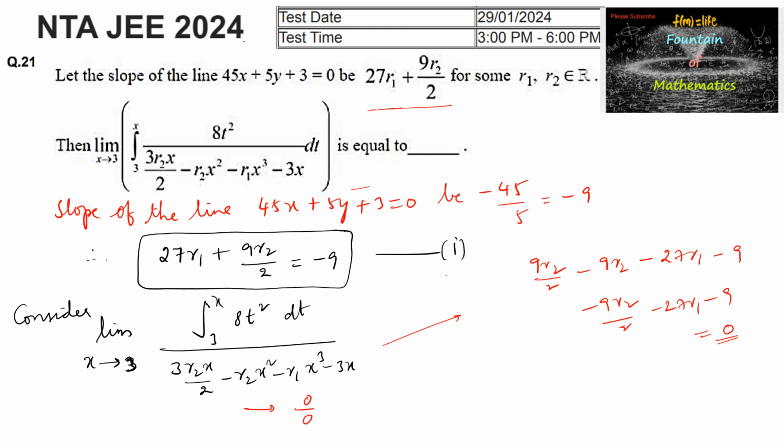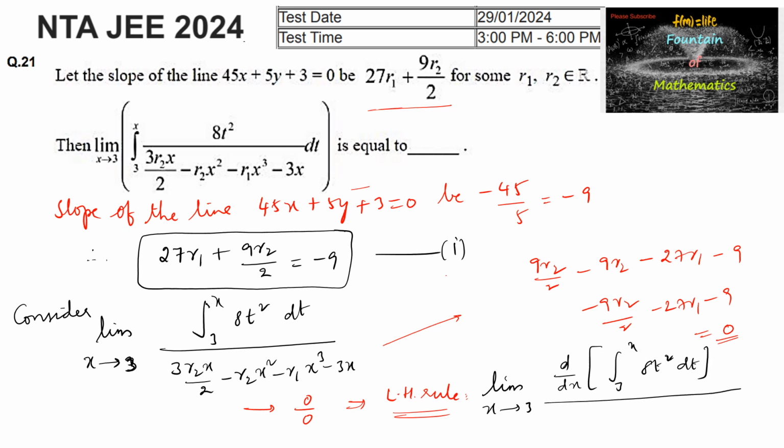So we can apply the L'Hospital rule. L'H rule we can apply. So differentiating, we can write limit x tends to 3 of d by dx of the integral 3 to x of 8t square dt, divided by d by dx of 3 by 2 r2x minus r2x square minus r1 x power 3 minus 3x.